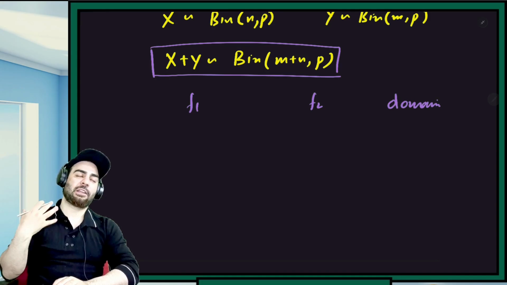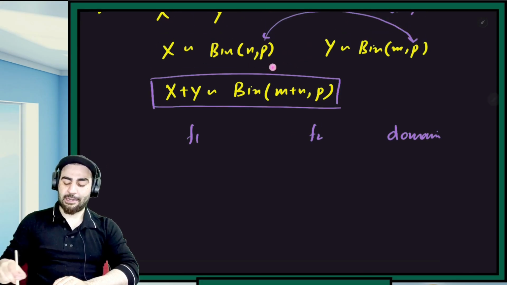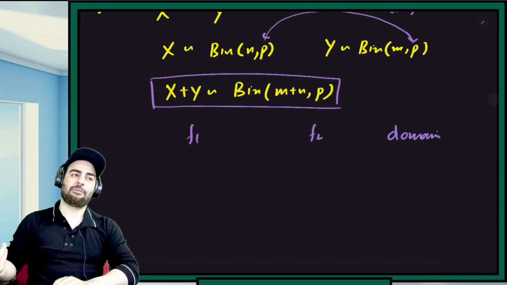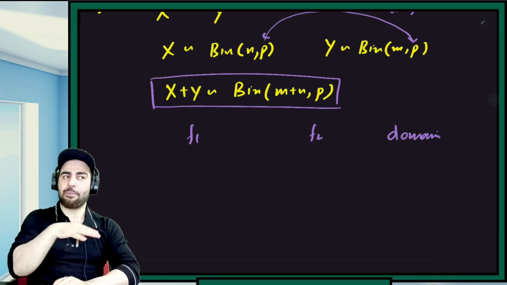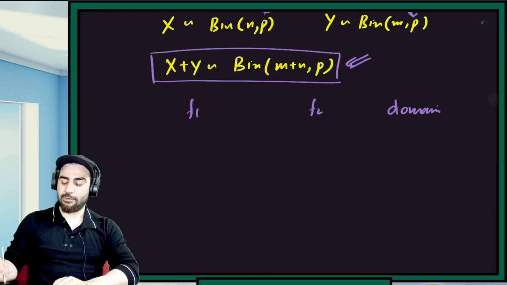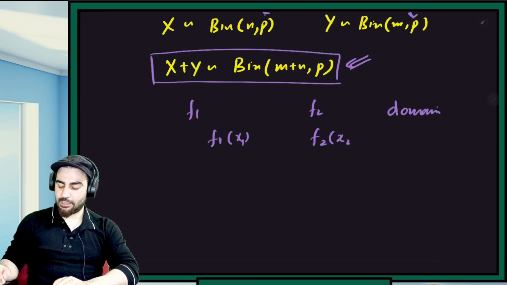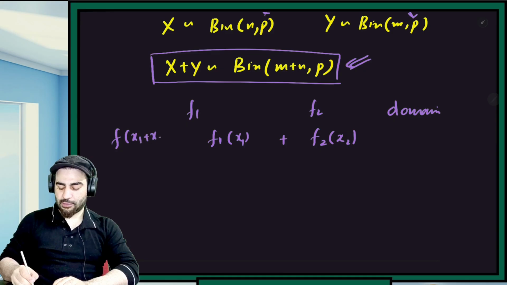You can think of this as coin flips. In the first case, x is a random variable in which you do n flips, and y is a random variable in which you do m flips. So I'm saying that if you do m plus n flips with the same p, this should sum up to this. How do you add these functions? If you have function f1 and function f2, you evaluate f1 on, let's suppose, x1, then you evaluate f2 on x2, and then you add the results together.